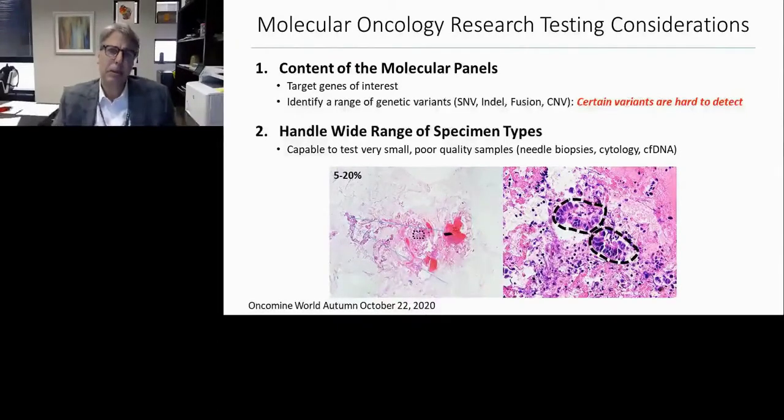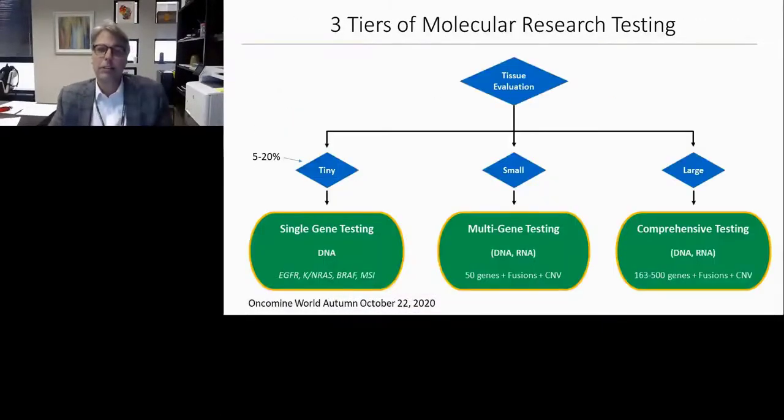Depending on what test you're using, a lot of times your sample isn't good enough and you might end up rejecting 5 to 20% of your samples. So given this, it's important to have an assay that can handle a lot of specimens.